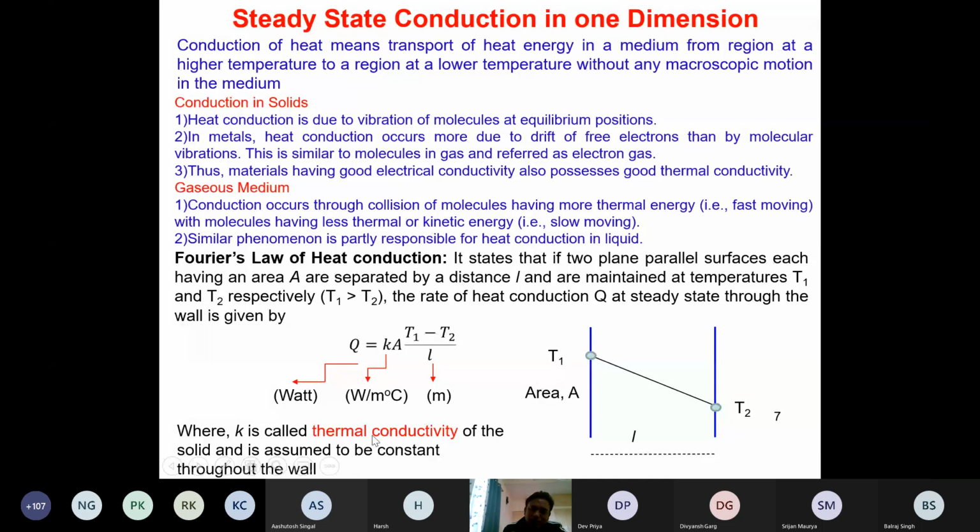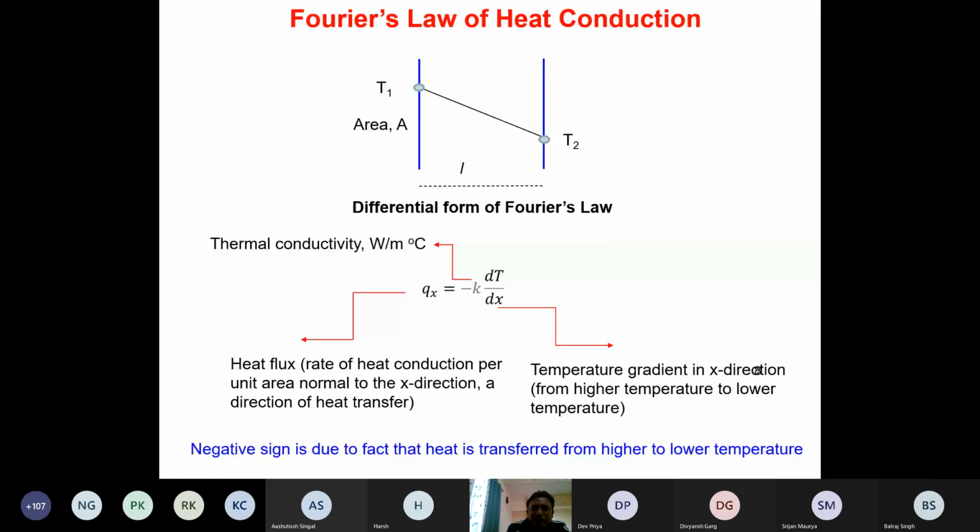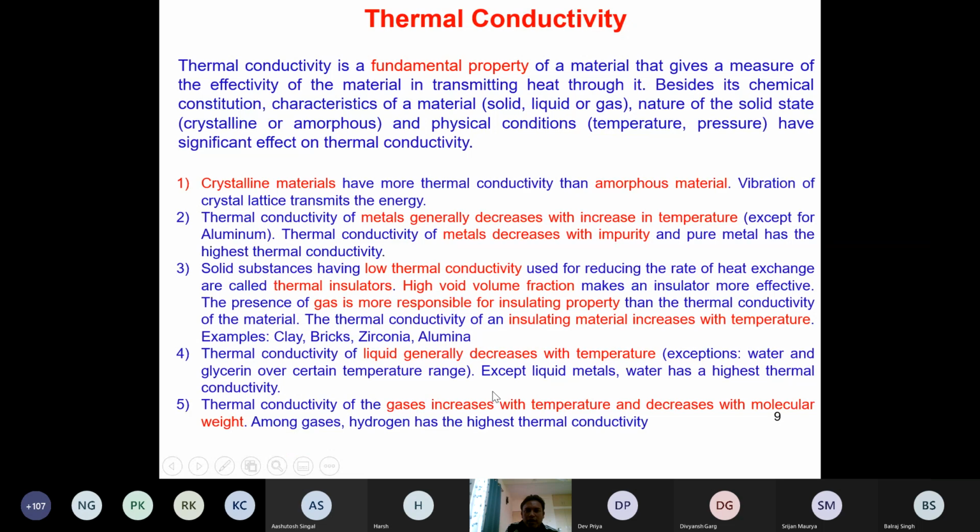Okay. Now Fourier's law of heat conduction in differential form is given this way, where qx is the heat flux, which is proportional to the temperature gradient dT/dx, and the proportionality constant is k, the thermal conductivity, which is a property of the material. Like viscosity and diffusivity, k is also a property of a material, and the unit of k is watt per meter per degree Celsius or watt per meter per Kelvin. The negative sign is because the heat is transferred from higher to lower temperature. This we have already seen. I am just quickly giving you a recap of what we did in the last class.